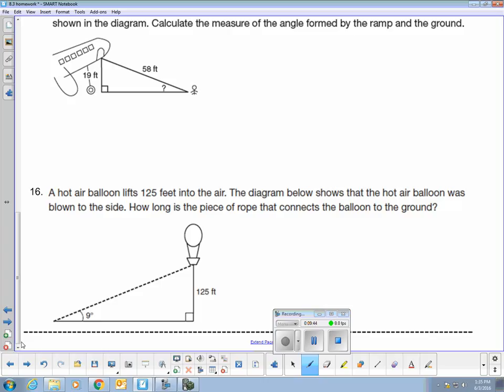So we have a hot air balloon that's 125 feet in the air. And it was blown to the side, and the question is, how long is the piece of rope that connects the balloon to the ground? So we're looking for the side, the hypotenuse, and so we'll call that side x. So my reference angle is 9 degrees. This side is opposite my reference angle, and this side is the hypotenuse.